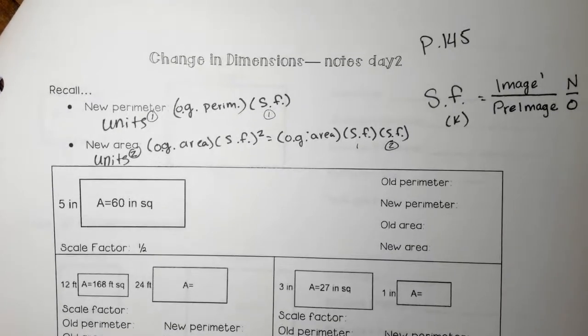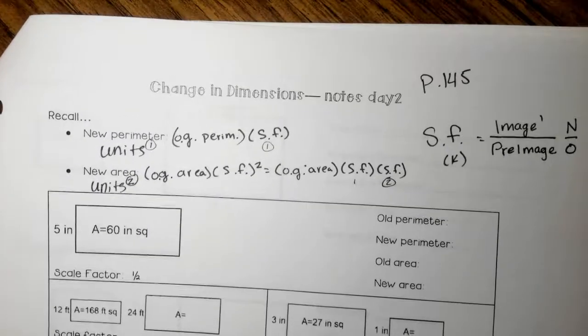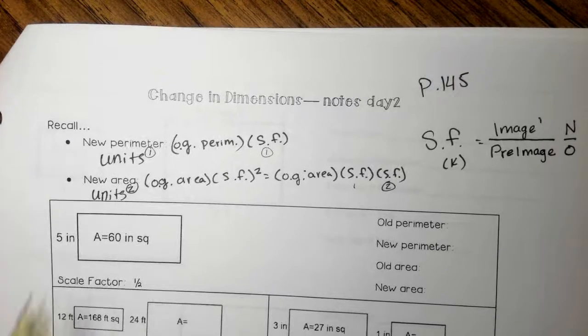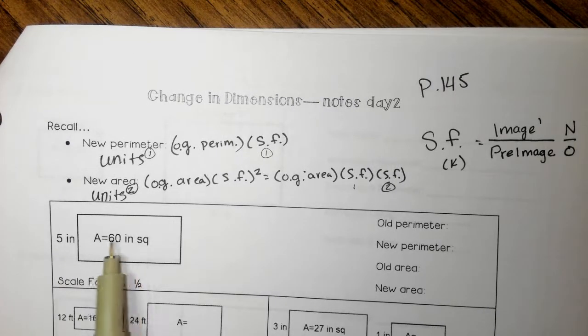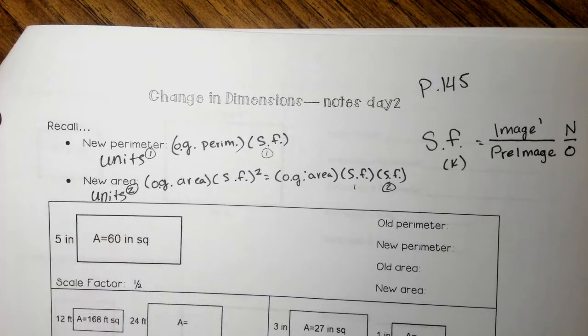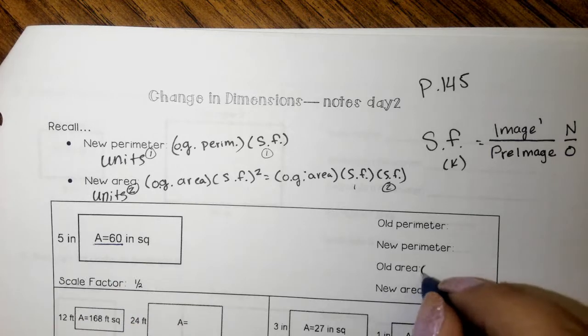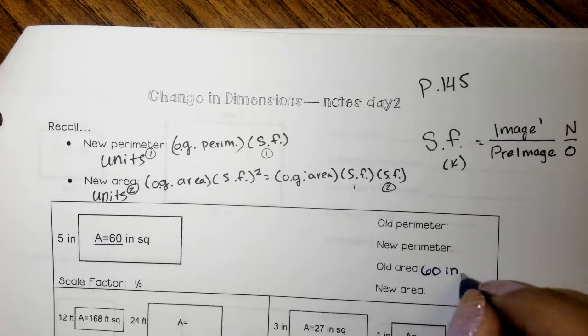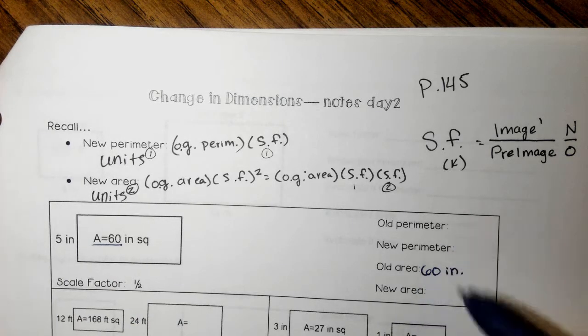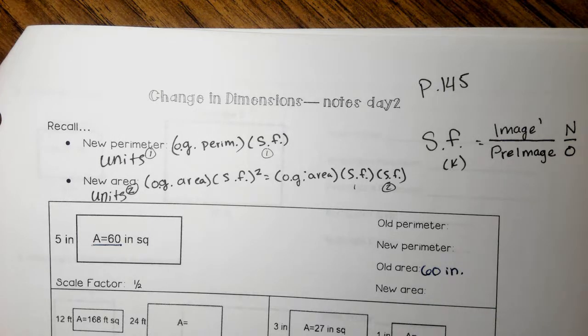Alright, looking at that first example then, here's what I'm talking about, problem solving. The first thing I notice is that today I have an area instead of 2 side lengths. So we're given the area of this shape. The old area is 60 inches squared. And we want to find all of the other dimensions here: the old perimeter, the new perimeter, and the new area. Before I can even find the old perimeter, I have to know the other side length.